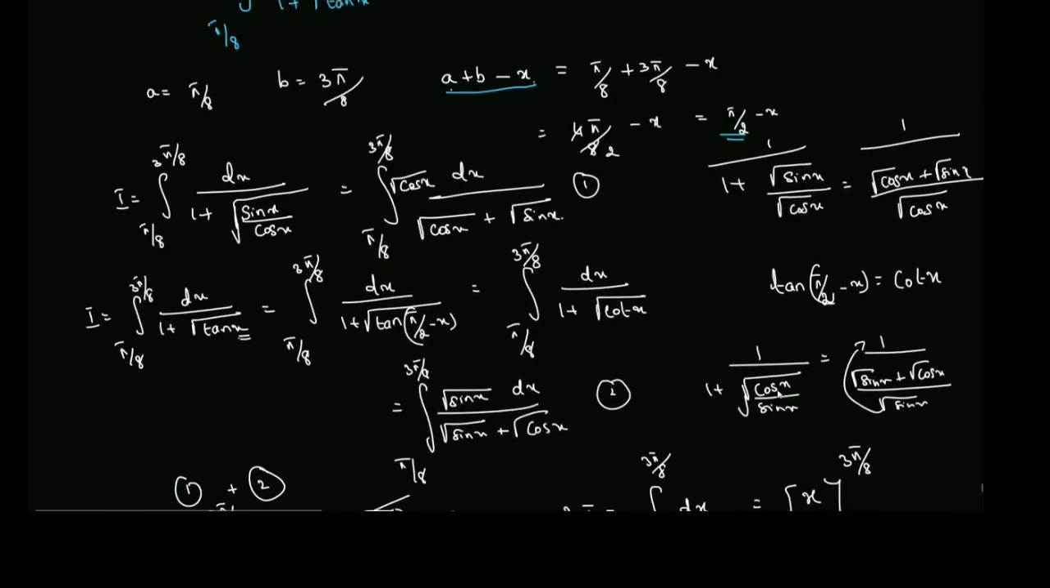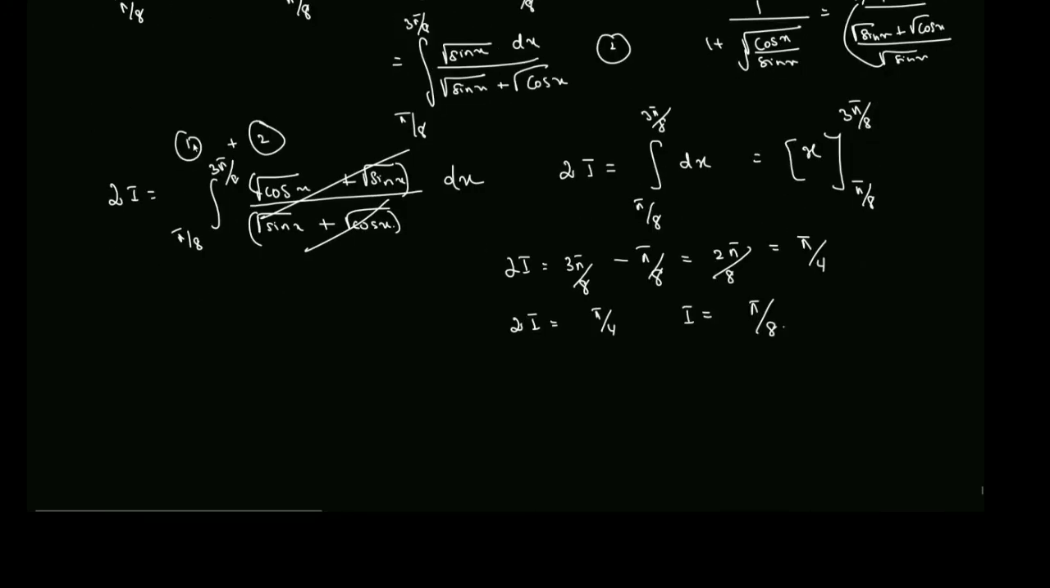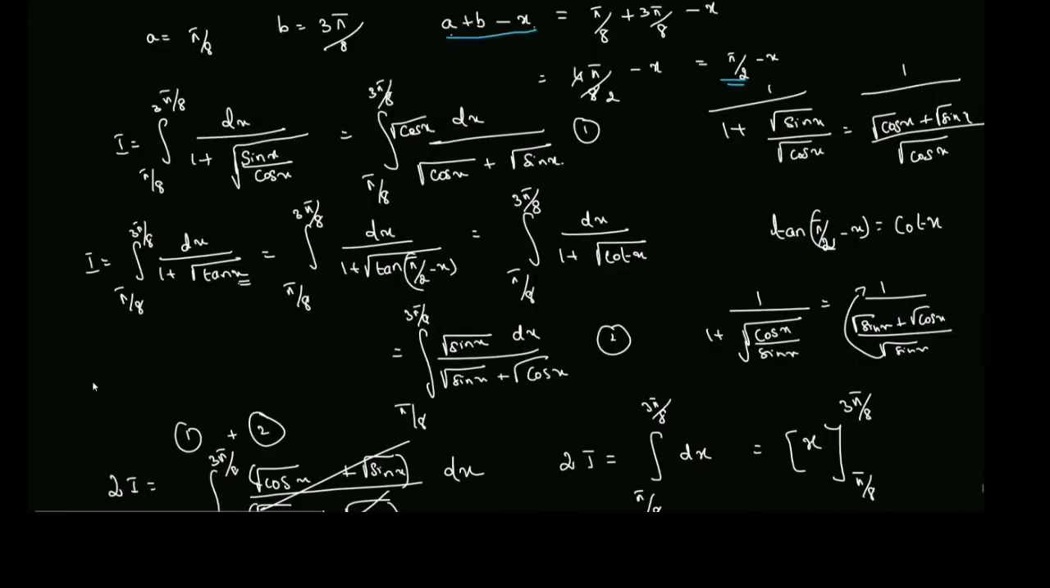So the integral we have named I is equal to pi by 8. That means the integral from pi by 8 to 3 pi by 8 of dx by 1 plus root tan x has the value pi by 8.